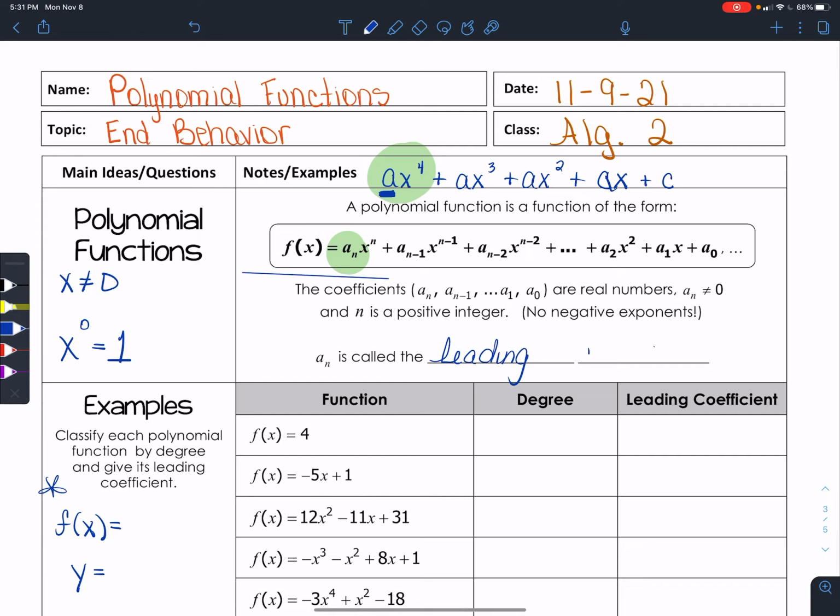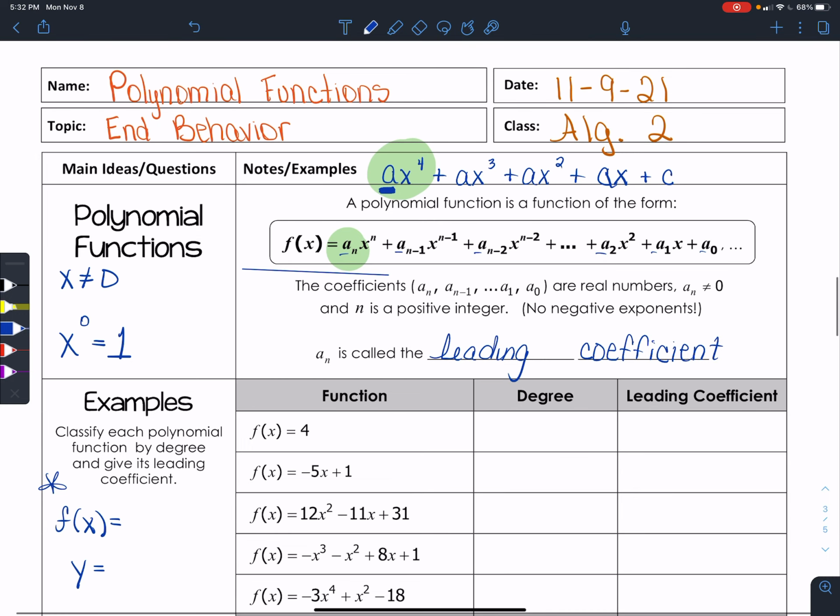So again, the leading coefficient is always the number in front of the term with the highest degree. Although all these a's are coefficients, I'm only looking for the leading coefficient to help me out with today's notes. All right, so I'm going to be looking for the leading degree, or the highest degree, and the leading coefficient.